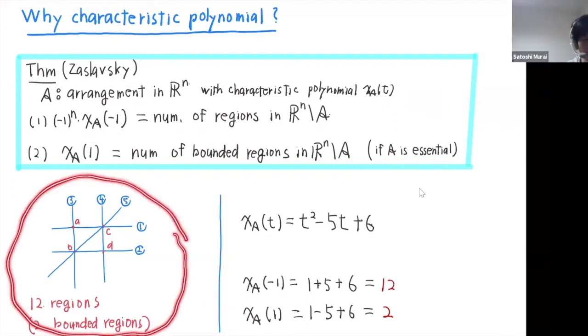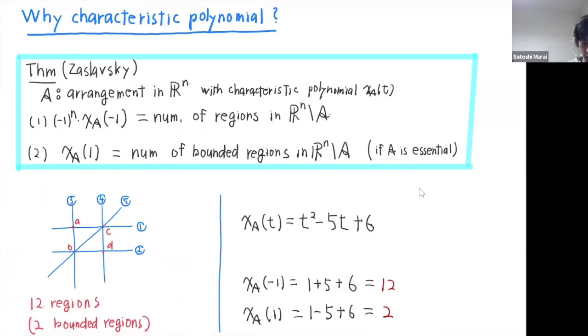So in this hyperplane arrangement, a region is a connected component in this picture. For example, this is one region, and this is another region. And this triangle is also one region. If you count, you get 1, 2, 3, 4, 5, 6, 7, 8, 9, 10, 11, 12 regions. And for the bounded regions, this triangle is a bounded region. And you have another bounded region here. And you have 2 bounded regions here.